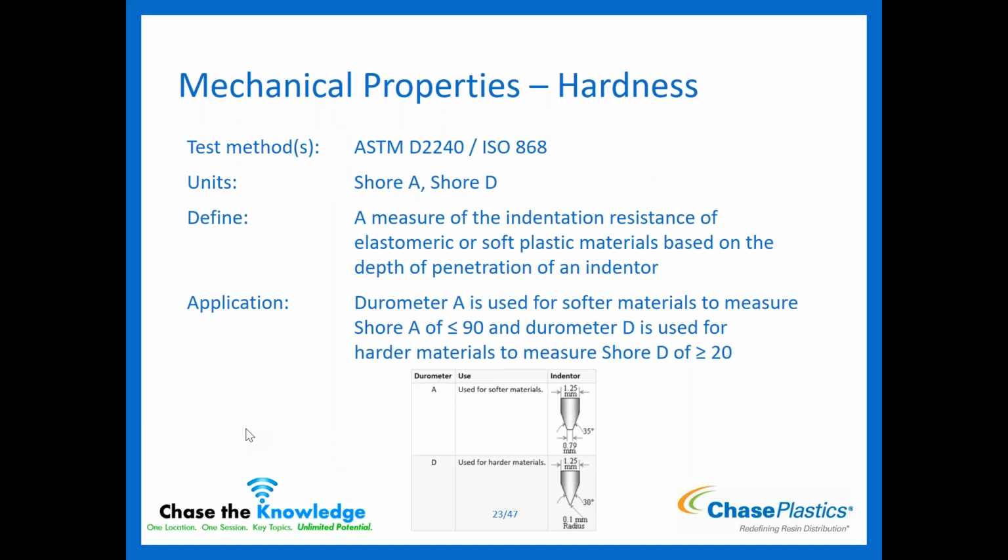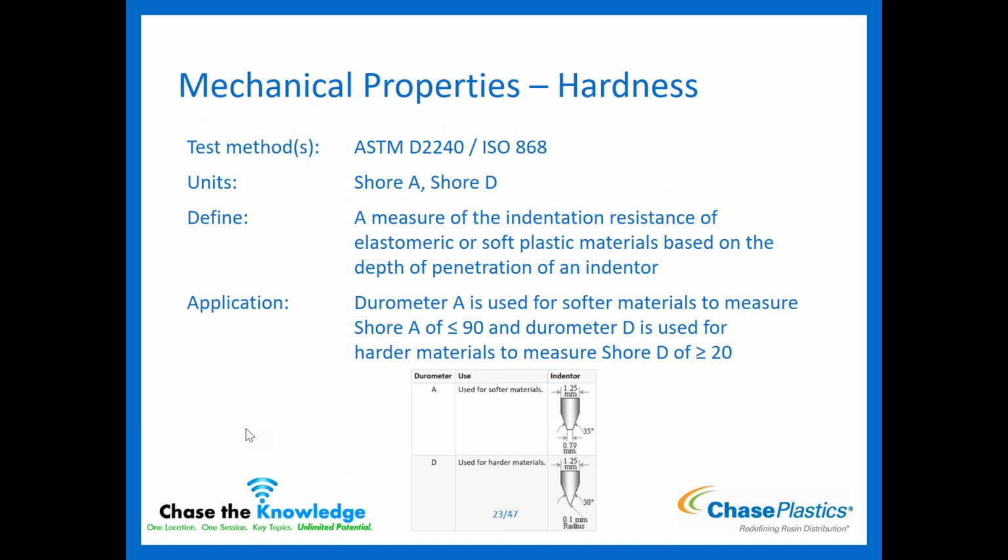Essentially, hardness is a measure of indentation resistance of the elastomeric or soft plastic material based on the depth of penetration of the indicator. So if I'm thinking about this in practical sense, if I take a soft touch material and I try to dig my fingernail into it, I just push down, how much does it resist me pushing down?